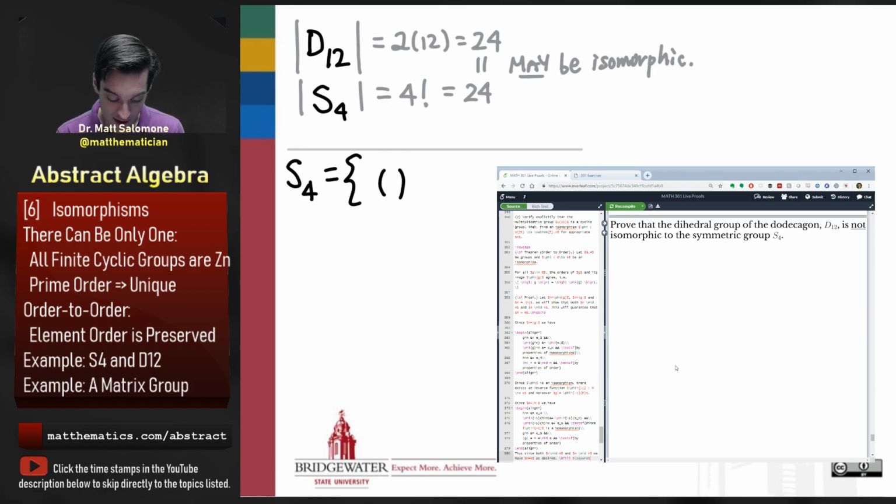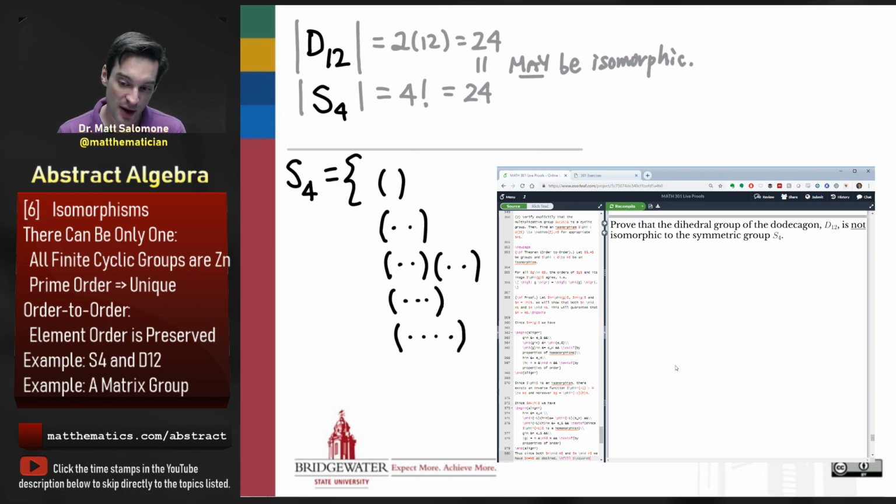So there's going to be one cycle type that is just the identity. So call it 1 plus 1 plus 1 plus 1. There's going to be one cycle type that is just a single transposition, 2 plus 1 plus 1. There's going to be another cycle type that is a product of 2 disjoint transpositions. So a 2 cycle composed with another 2 cycle. There's going to be another cycle type that is a 3 cycle composed with a 1 cycle, so it's just a 3 cycle. And there's going to be one more cycle type, which is a 4 cycle. So this is just sort of a pictorial representation of what all the 24 elements of S4 are going to look like.